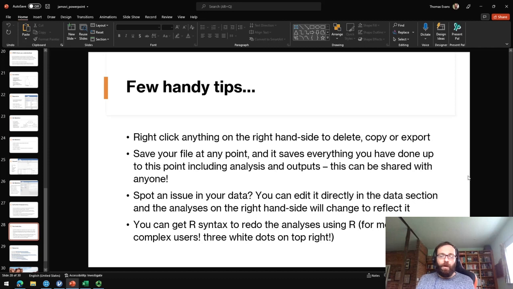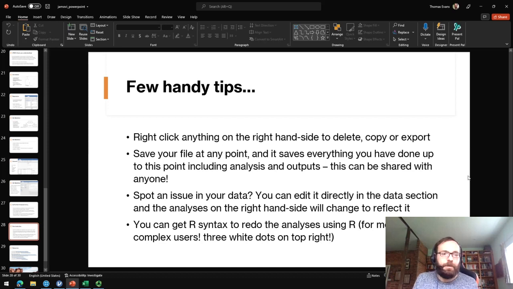You can save your file at any point, so you save everything you've done to the data and the analysis at the same time by saving. And the useful thing of this is that it can be shared with anybody at any time. If you spot an issue with anything, you can change it whenever you like, and it will automatically update all the information on the right-hand side.